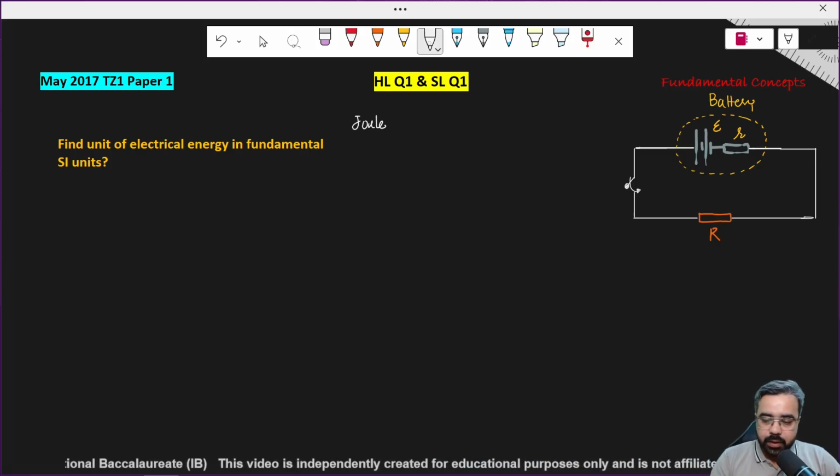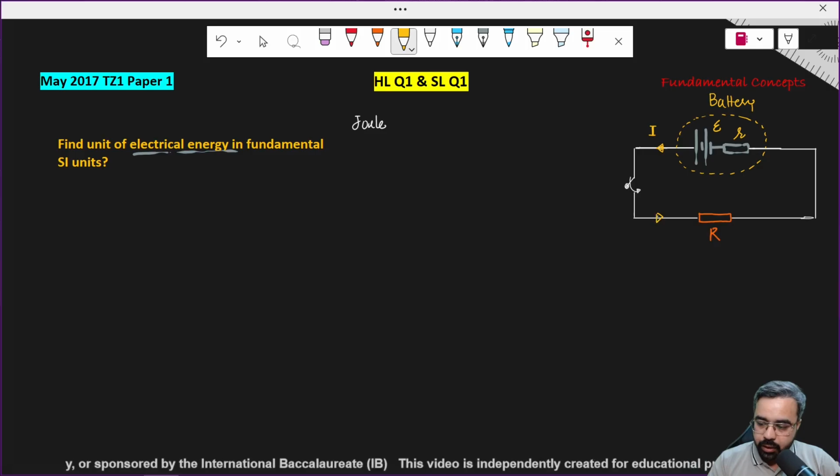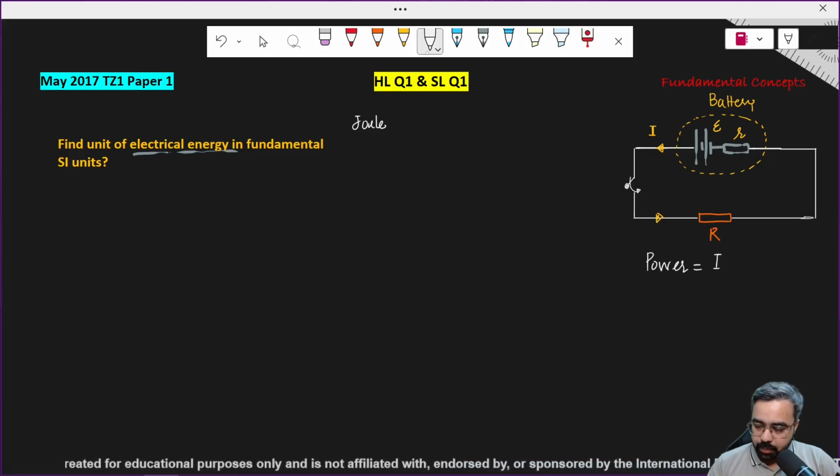Because they have mentioned electrical energy here, what is the electrical energy provided to this circuit? This is the current, a conventional current flowing in the circuit. So, what is the total power delivered to the circuit? The power is equal to the current multiplied by the EMF of the circuit.